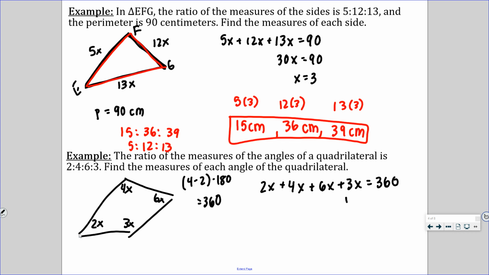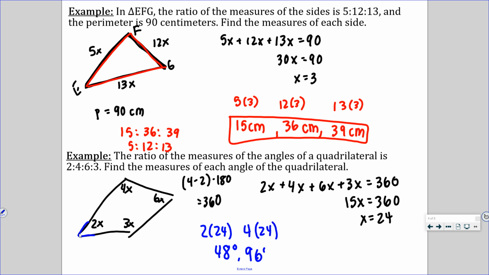Okay, so we can solve for x here, so that's 15x equals 360. X is 24. So it's kind of like your scale factor here. So just like before, to find the measure of each angle, start with 2 times 24, 48 degrees. Be this angle. 4 times 24, 96 degrees. This angle. 6 times 24, 144 degrees.